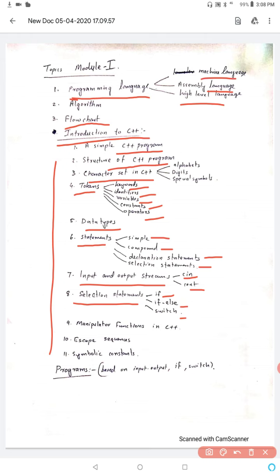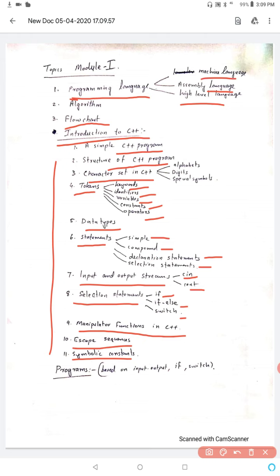Then one topic included in this is manipulator functions in C++. That is how we can present the data in a monitor, adjusting its width, its precision. Such things come under manipulator functions. Then escape sequences, then symbolic constants, etc.